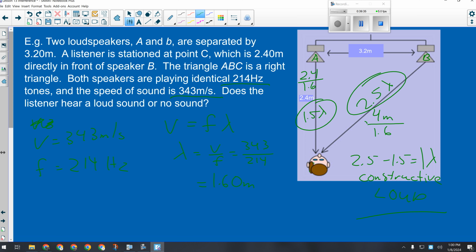Okay. Is any one part of that question very difficult? You have to do the universal wave equation once. You have to do Pythagorean theorem once. You have to divide length by wavelength twice. And then you have to subtract those two numbers. There's nothing mathematically challenging about that question, but it does require you to understand what determines whether they hear a loud sound, how to determine how many wavelengths there are, how to determine the difference in the wavelengths, and then get constructive or destructive from there.